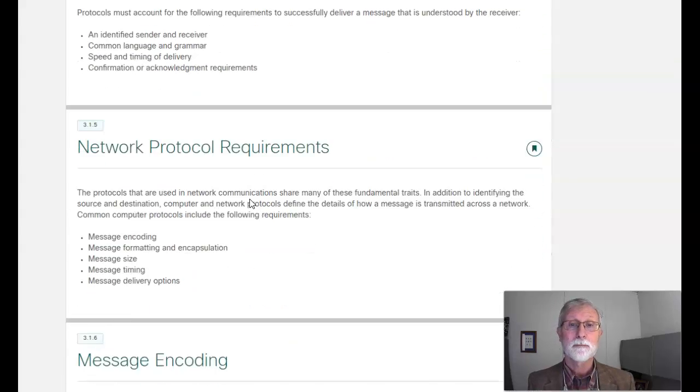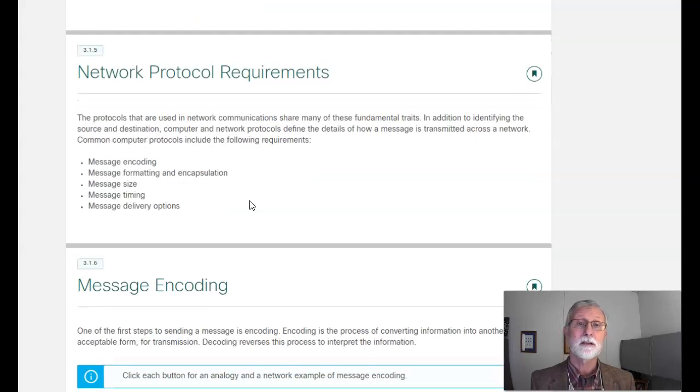Now, some of the protocol requirements that are necessary, there are certain things that need to take place. In the next few sections, we're going to talk about how a message is encoded, or how it is changed and formatted, and encapsulation. Encapsulation is just a way of wrapping things around the message you want. Based on what devices you're talking to and where you're going from, you'll put different information around it. You have to agree on what the size is, how fast it's going to arrive, and what kind of options for delivery there are.